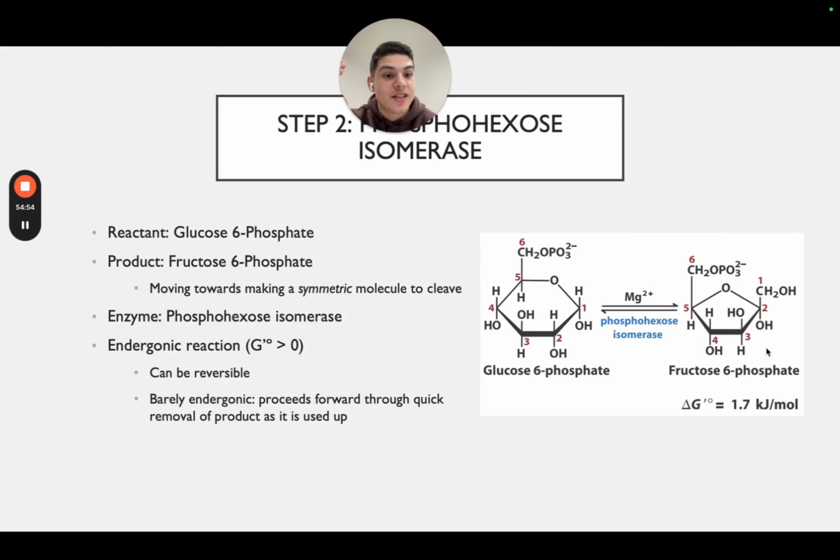But this just means that we're going to have similar concentrations of fructose 6 phosphate and glucose 6 phosphate if this reaction were just isolated and continued for an infinite amount of time. And again, this can be reversible, but it proceeds forward through quick removal of product as it's used up, right? So this fructose 6 phosphate is going to be immediately turned into fructose 1,6 bisphosphate in the next step. And because we're converting it immediately, this allows us to drive the reaction forward.